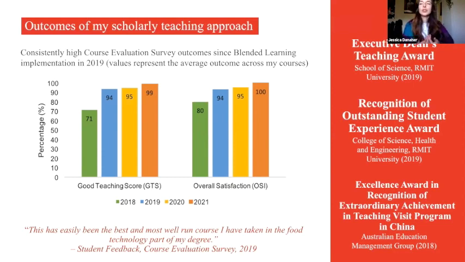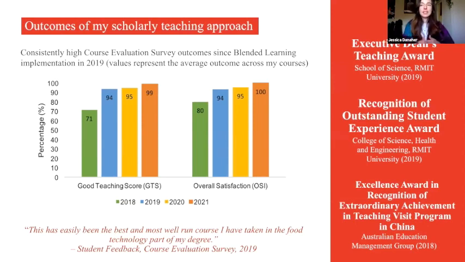And we ask students a series of questions to provide us with a good teaching score, otherwise known as a GTS, and an overall satisfaction index, or an OSI. And you can see here that in 2018, when I was doing that traditional style approach, I was getting a 71% good teaching score and an 80% overall satisfaction on average. Still good results, but could be better.